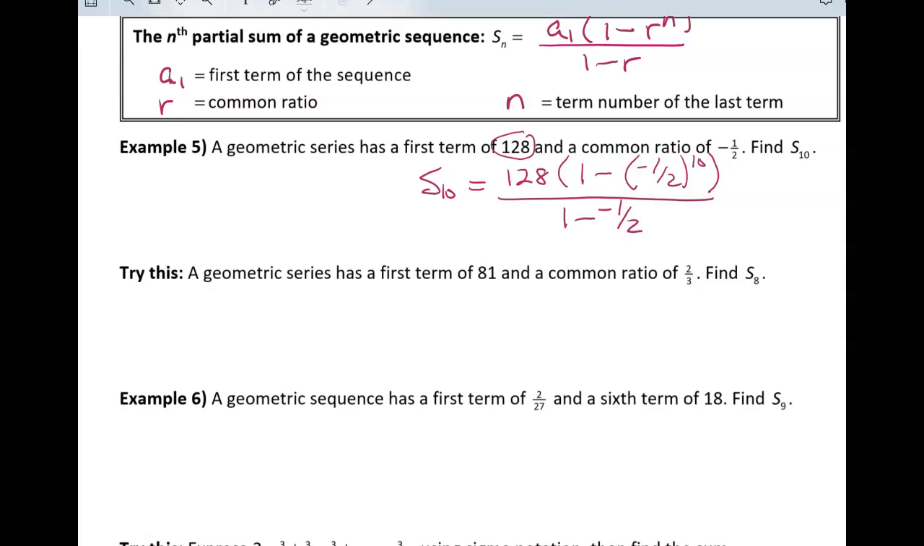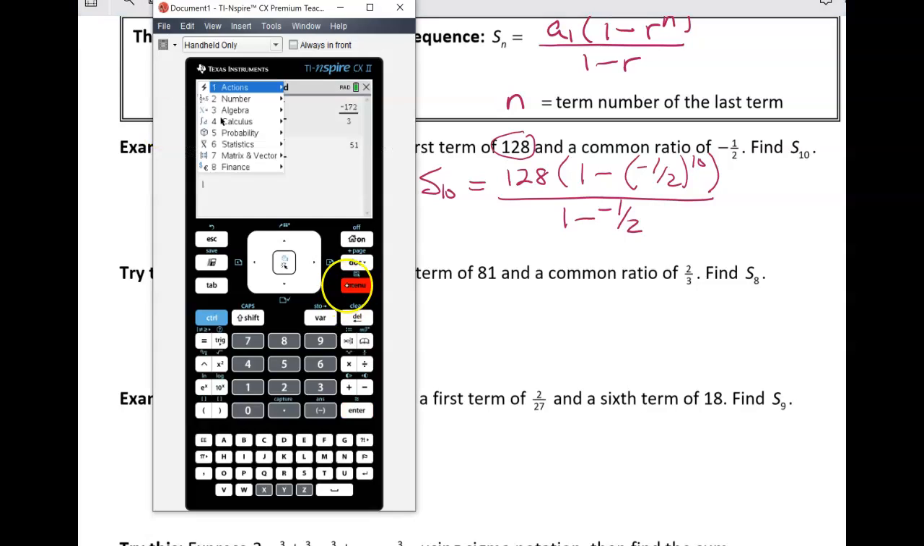All right, we're going to let the calculator do the rest of the heavy lifting here. So enter control divide for a fraction, 128 times parentheses 1 minus, and then we'll have to put an additional set of parentheses inside that other parentheses, negative 1/2. Now take your cursor and move it outside the negative 1/2 parentheses, but inside the other, and raise that to the 10th power. And then downstairs we have 1 minus negative 1/2. And if you want to save yourself a keystroke there, you can write 1 plus 1/2.